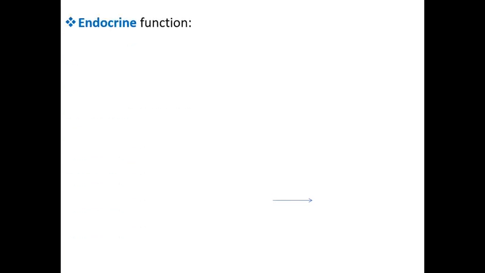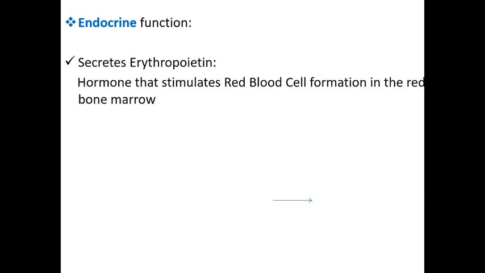Another important function of the kidney is to produce hormones. Hormones are part of the endocrine system, so that is why hormone production is considered the endocrine function of the kidney. There are three main hormones produced by the kidney. One is erythropoietin. What is erythropoietin? Erythropoietin is the hormone that stimulates red blood cell formation in the red bone marrow of bones.